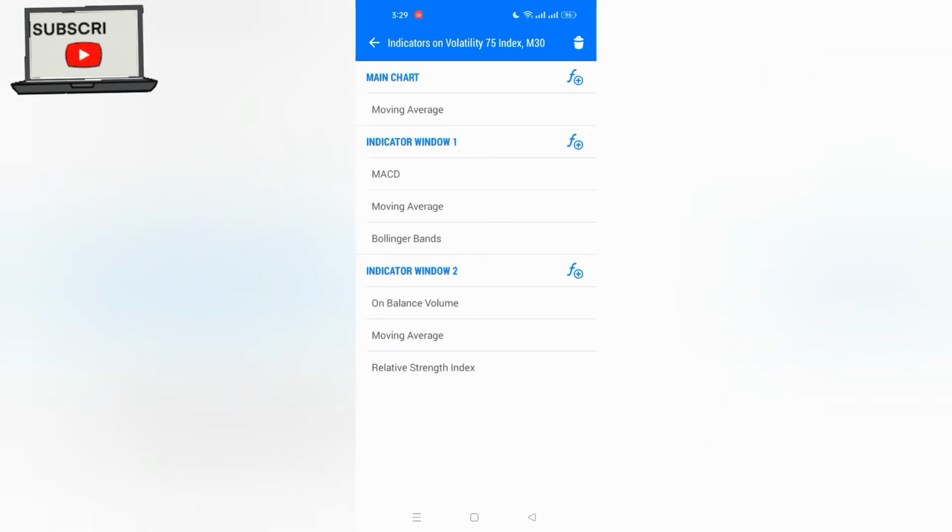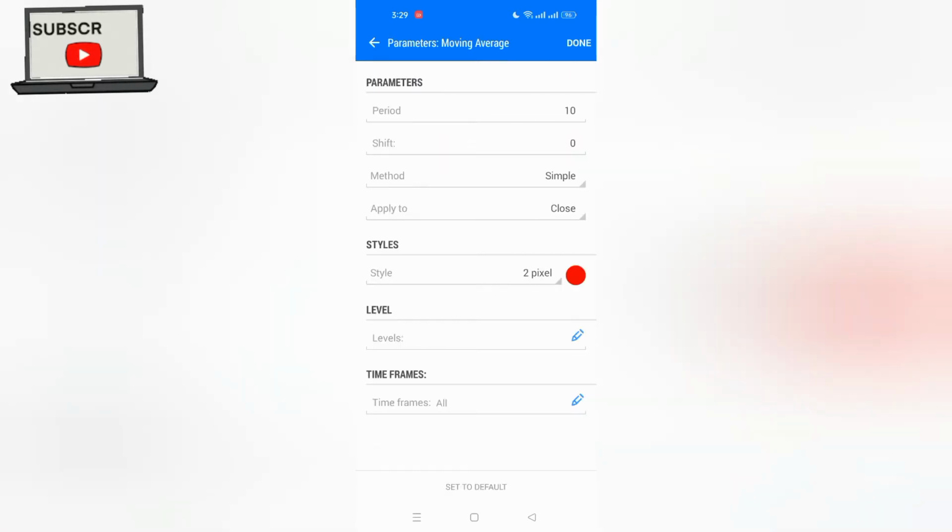The next indicator is the moving average. You all know about the moving average. On the moving average, the period should be 10. The shift should be 0. The method is simple, applying to close. You can use the style you want, but I use 2 pixels and the color red.